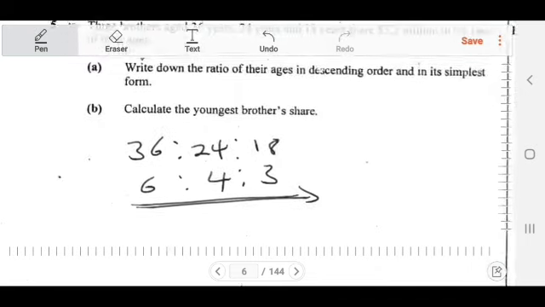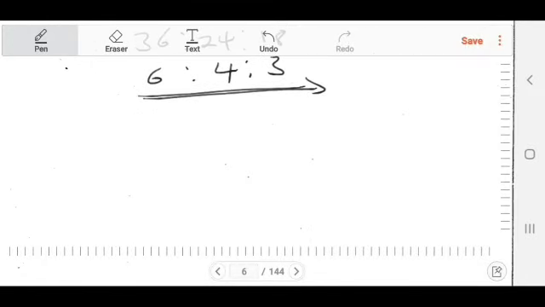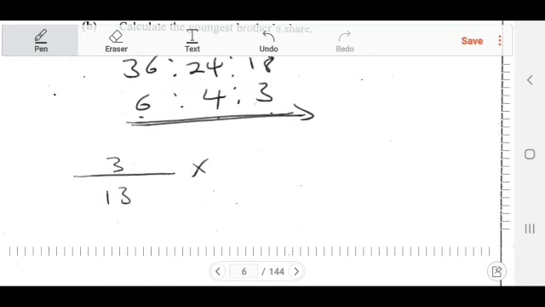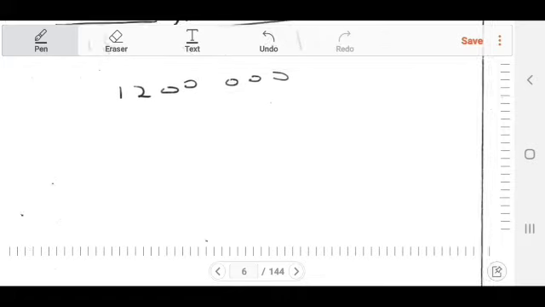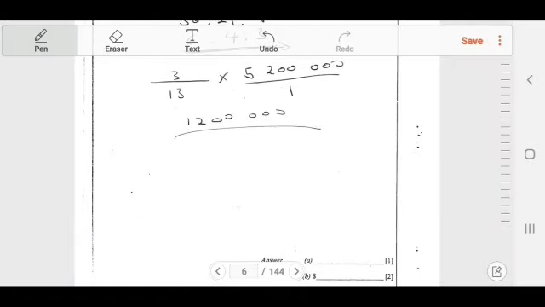And then B, calculate the youngest brother's share. So we get 3 over the total of the ratio there, which is 13, because 6 plus 4 plus 3 is 13, times 5.2 million, which is 5.2 over 1. Then we multiply that one. We are going to get 1.2 million. Okay, then moving on. So this is the answer.